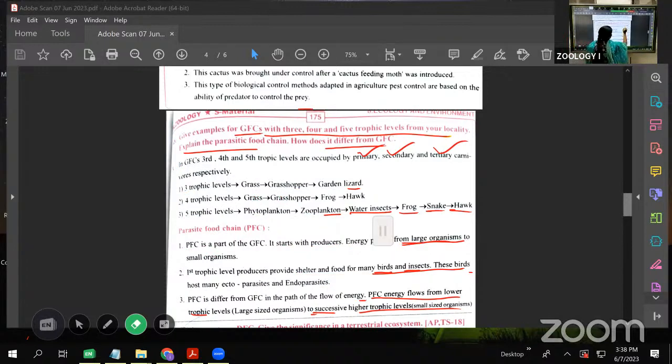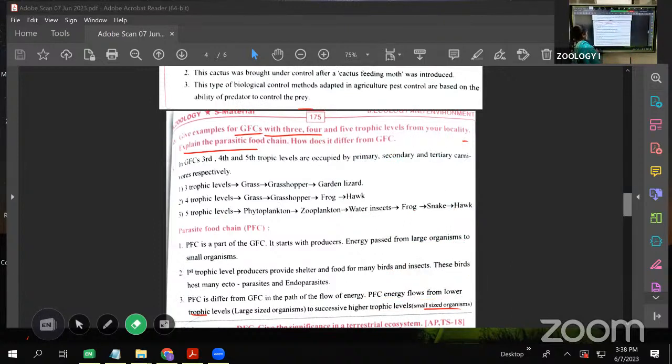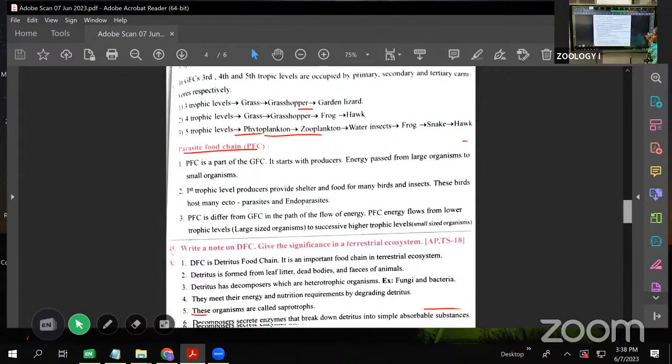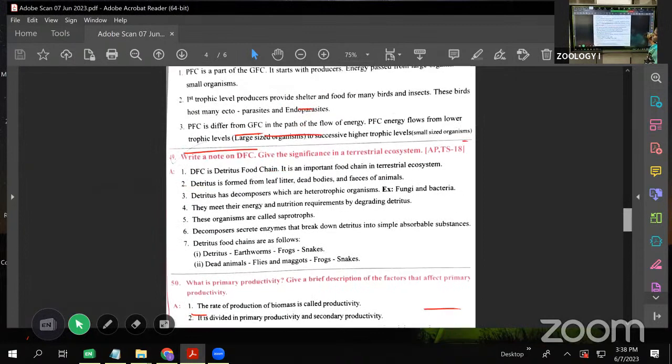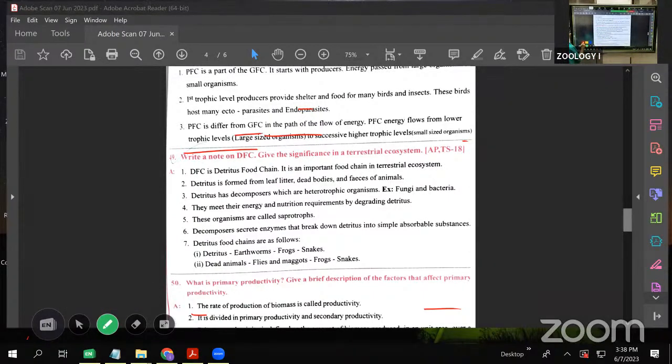Next is the detritus food chain. Already we discussed examples of the grazing food chain and the parasitic food chain. Next, one more question: the detritus food chain, DFC. This detritus food chain is an important food chain for the terrestrial ecosystem. In the terrestrial ecosystem, the detritus food chain is important.